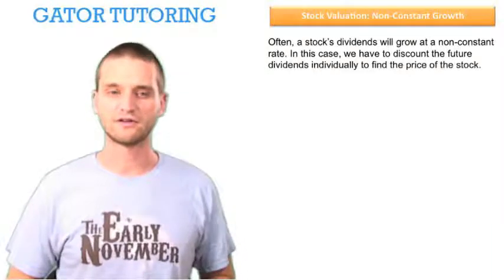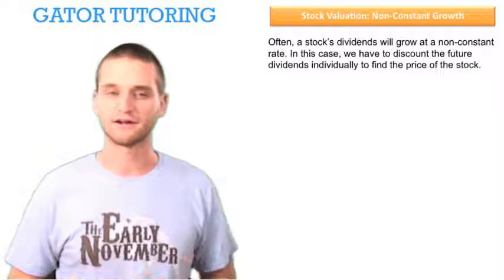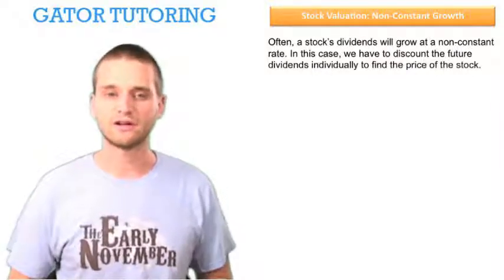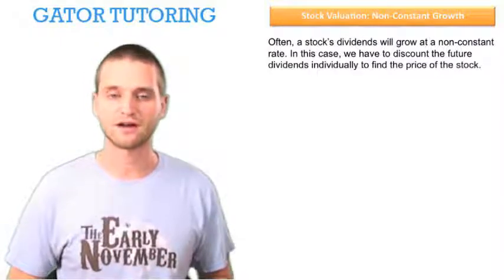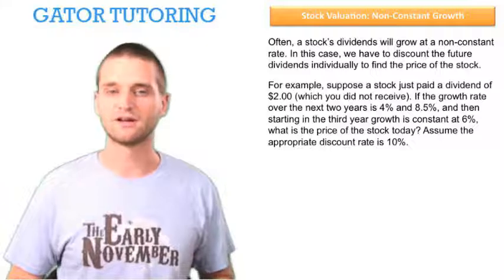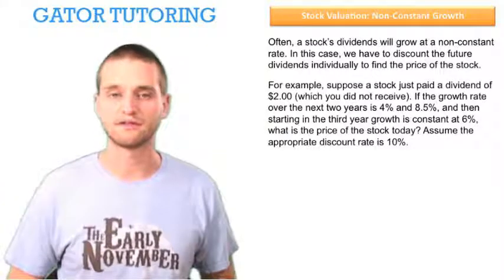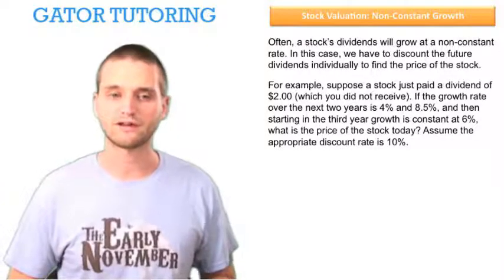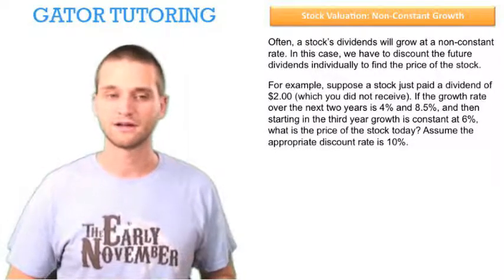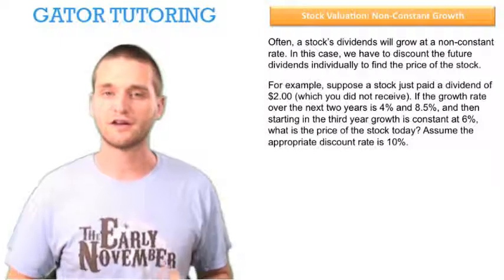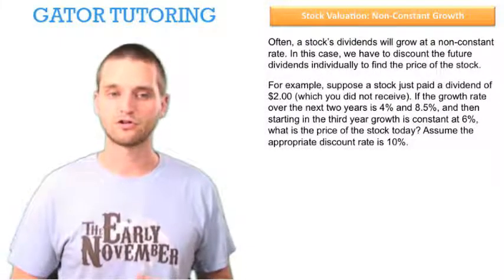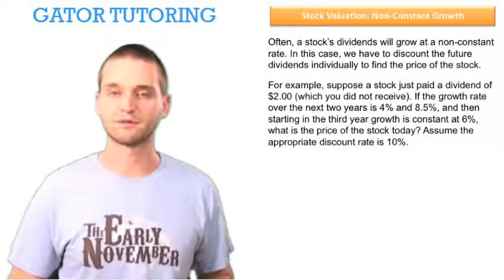Often, a stock's dividends will grow at a non-constant rate. In this case, we have to discount the future dividends individually to find the price of the stock. For example, suppose a stock just paid a dividend of $2, which you did not receive. If the growth rate over the next 2 years is 4% and 8.5% respectively, and then starting in the third year growth is constant at 6%, what is the price of the stock today? Assume the appropriate discount rate is 10%.